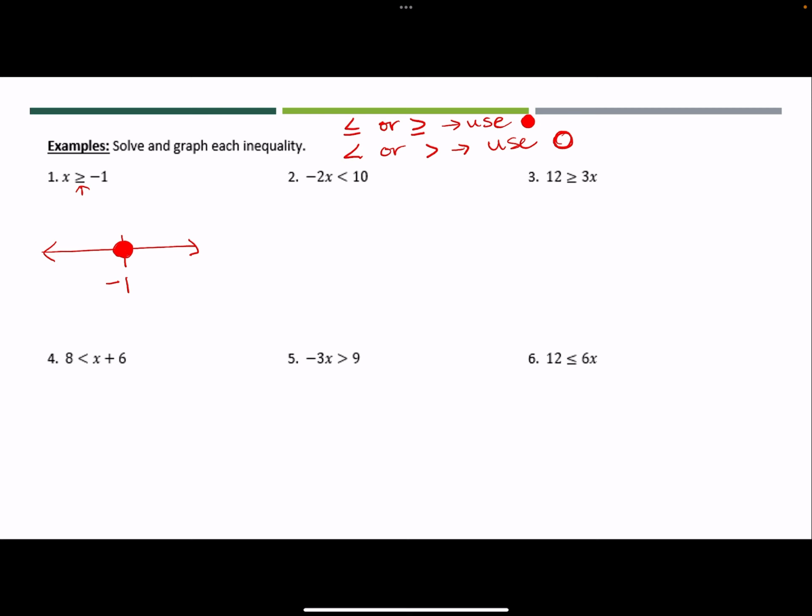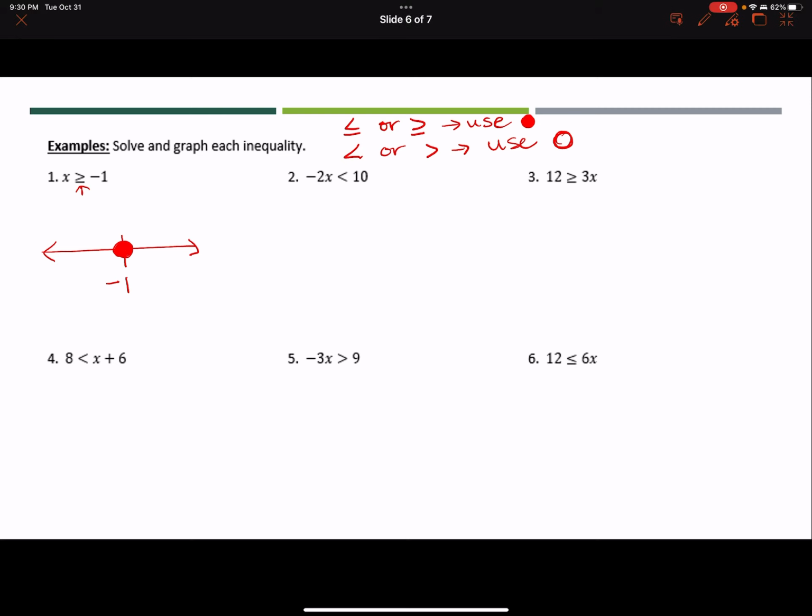And I want to shade where x is greater than -1. Now, here's my hint for you. If you have the variable over on the left-hand side of the inequality, you're going to shade in the direction that this inequality is pointing. So see how the inequality is kind of pointing this way? You're going to shade this way.